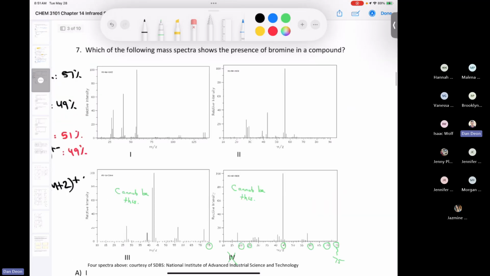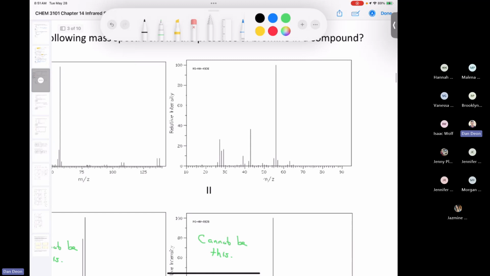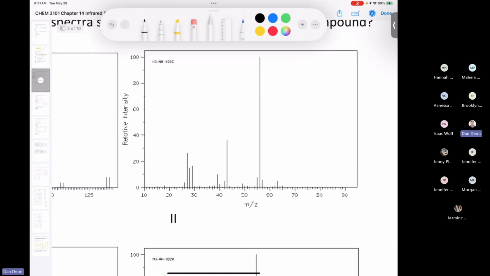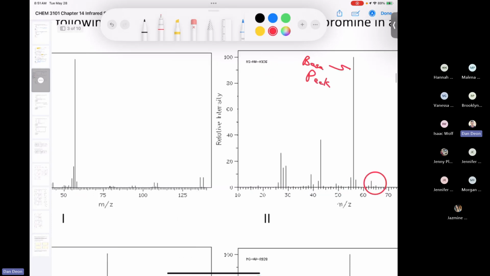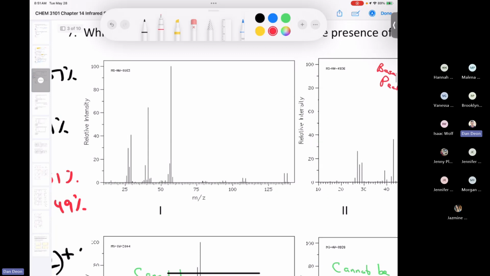Let's take a look at the first two. If I look at number 2, I can see the base peak. I have a big old base peak here. And then I start looking to the right of it, and I don't see any 1-to-1 ratio of anything there. It does go up to 90, but I don't see anything there with a 1-to-1 ratio. However, if I look at the spectrum for number 1, here's our base peak. There's no arguing that. This is our base peak.